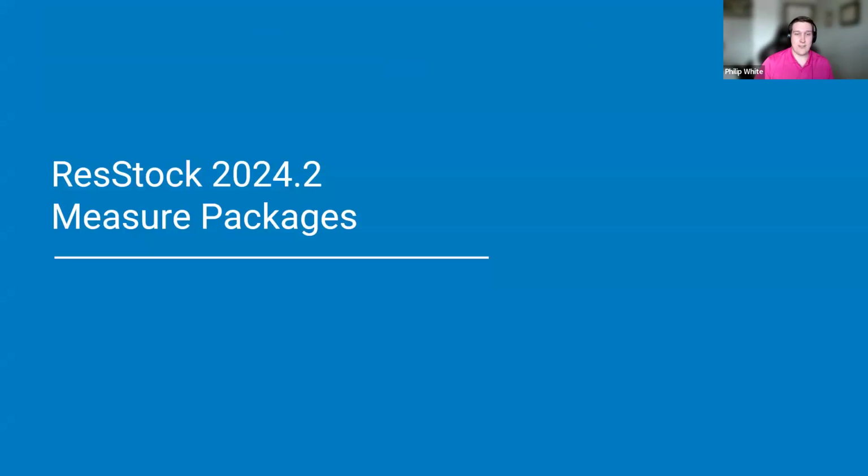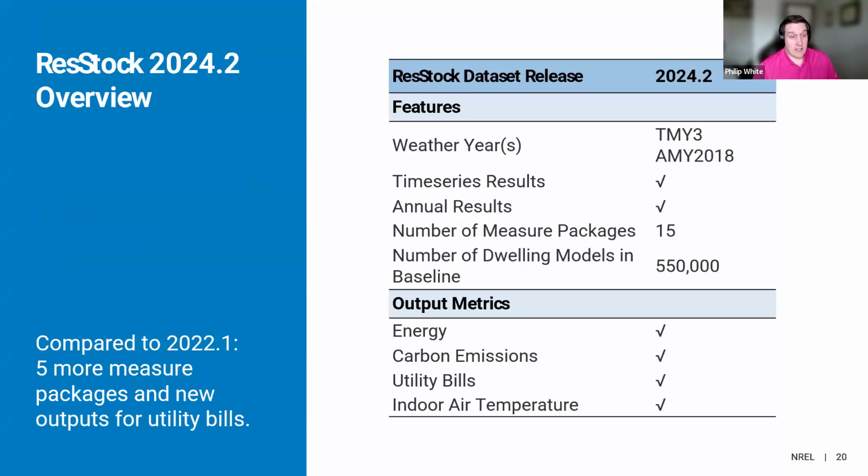So now it's time to get to the main course of the webinar. Let's talk about the dataset we're releasing and how the dataset utilizes these updates I just described to you. Compared to 2022.1, which is the best point comparison to today's release, this release features 5 more measure packages and the addition of utility bill outputs.